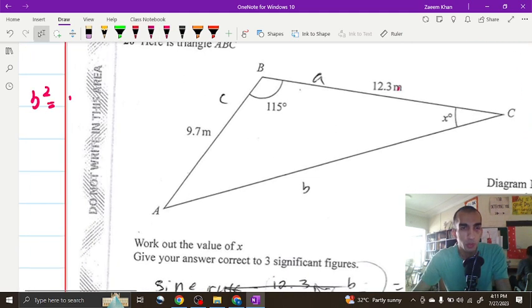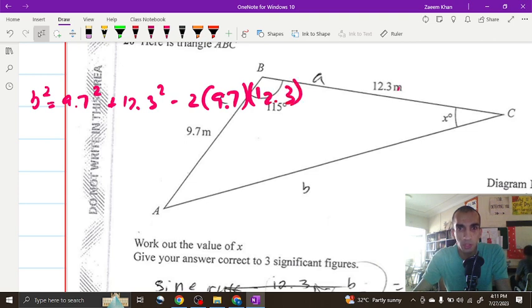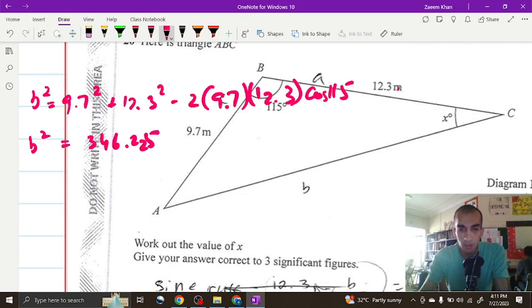So b square is equal to 9.7 square plus 12.3 square minus 2 into 9.7 into 12.3 into cos of 115. Now, since you do not have your calculator with you, this comes out to be 346.225. If I take the square root of this, it comes out to be 18.6. Can you confirm this? The value of b? 18.607.